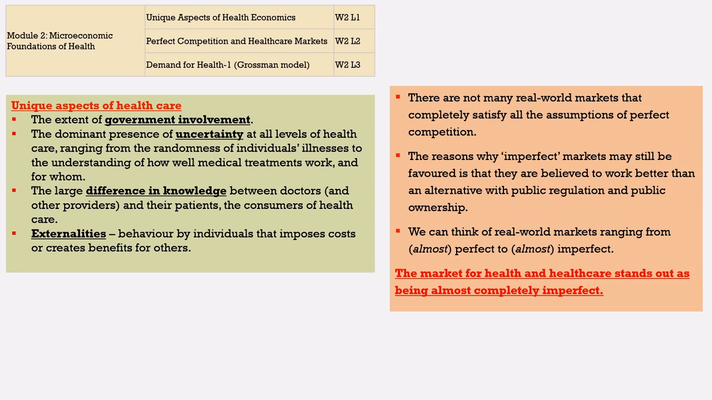And here we are comparing the imperfectly competitive healthcare markets with the perfectly competitive models. We discussed that there are not many real world markets that completely satisfy all the assumptions of perfect competition. And we discussed that the reason why imperfect markets may still be favored is that they are believed to work better than an alternative with public regulation and public ownership. So, we can think of real world markets as ranging from almost perfect to almost imperfect, and it is in this context that the market for health and healthcare stands out as being almost completely imperfect because of these unique characteristics of healthcare.